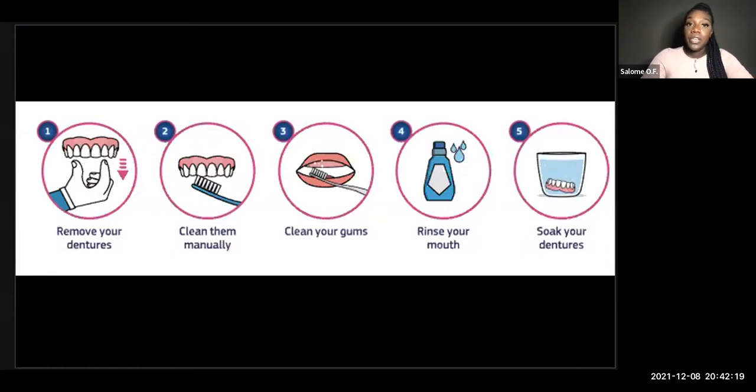You have to make sure you remove it so that your gums have time to breathe. And you remove it, clean your gums with your toothbrush, clean the denture itself, and soak it in the solution overnight.